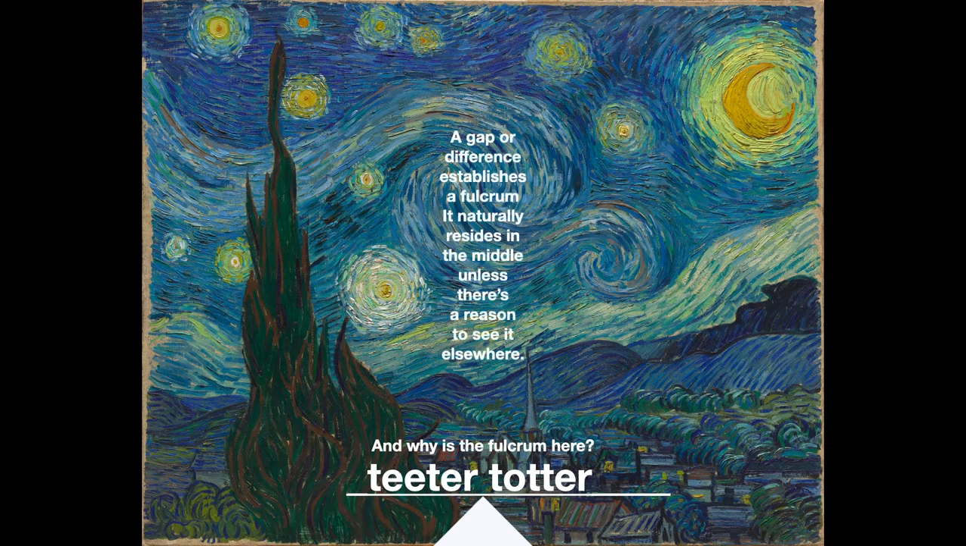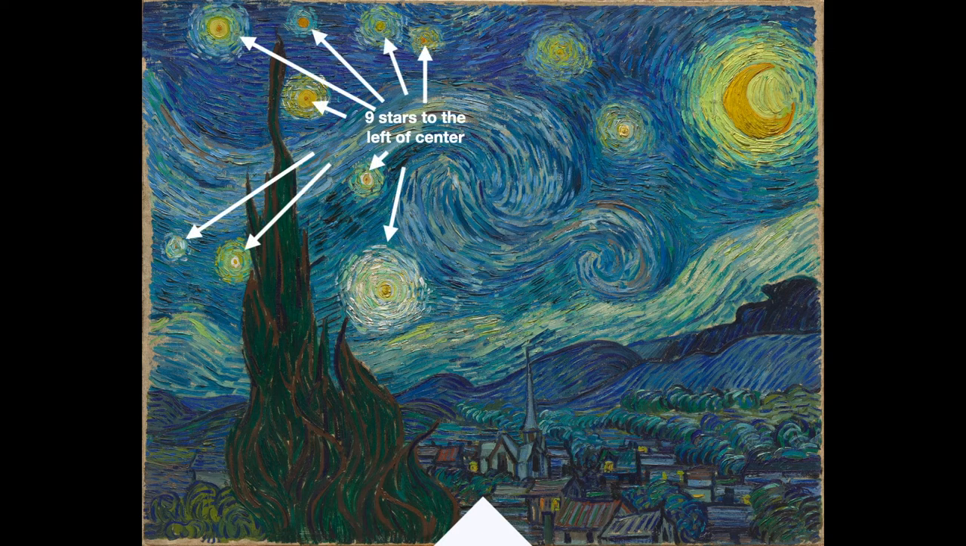A gap or difference establishes a fulcrum. It naturally resides in the middle. The fulcrum is normally in the middle, unless there's a reason to see it elsewhere. So we have 9 glowing orbs to the left of center and 3 to the right. Numerically, the left side should be weightier, but remember the moon is the focal point, visual hierarchy number 1, the most weighty thing in the composition by far.